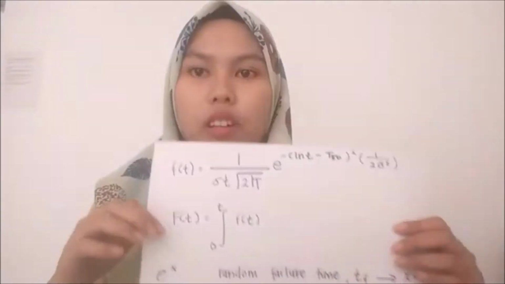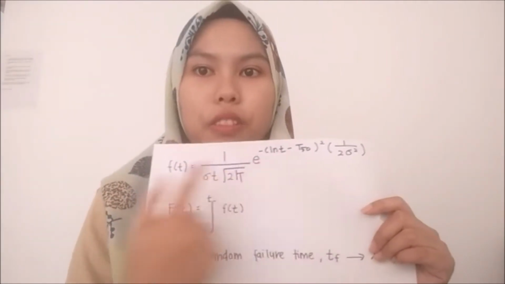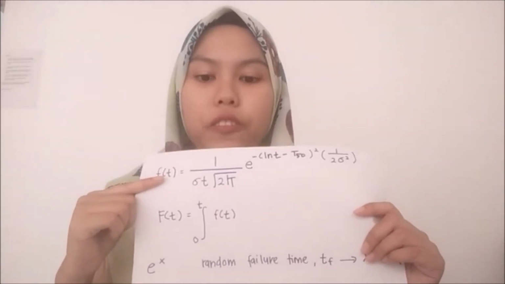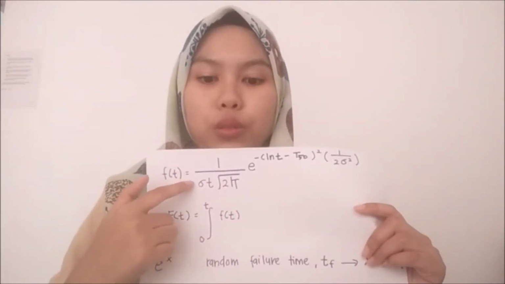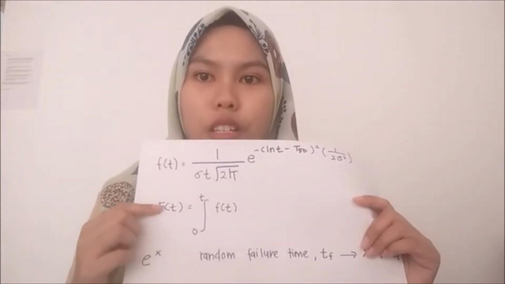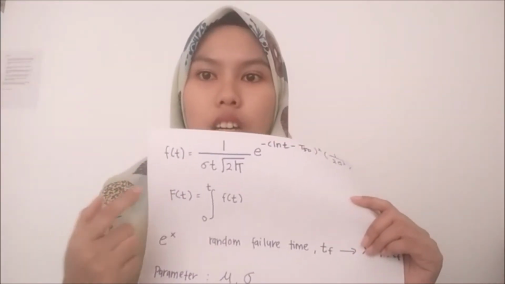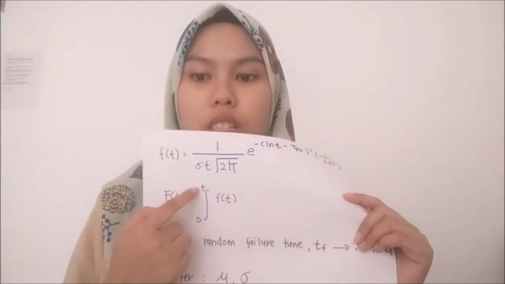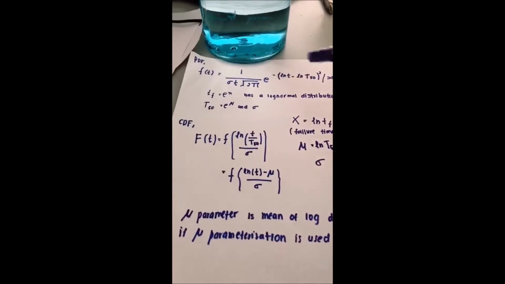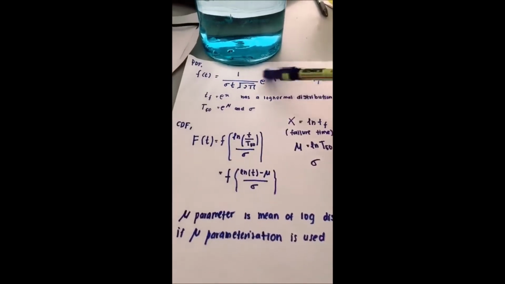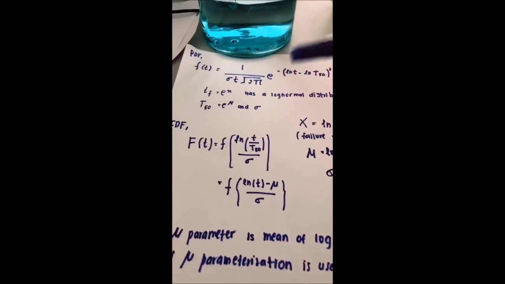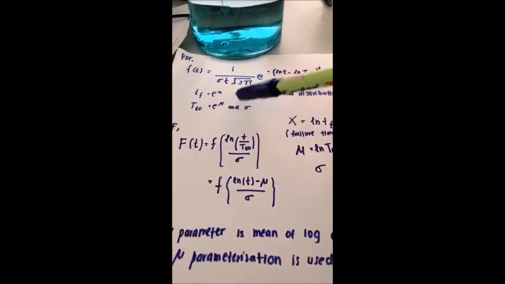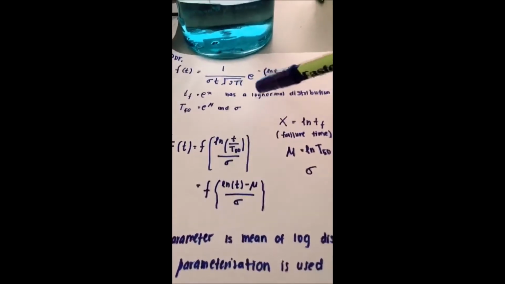So, we move to log-normal distribution in reliability concept, where we have two forms, which are the probability density function, PDF, and CDF. This formula, small f(t), is the PDF of the log-normal distribution, and if we want to convert to CDF, which is the cumulative distribution function, capital F(t), we need to integrate f(t) from time 0 to time t. From here we can see that this is the formula for the PDF and this is the formula for the CDF. So the TF equal to e power of x has a log-normal distribution with the parameter T50 equal to e power of mu and sigma.